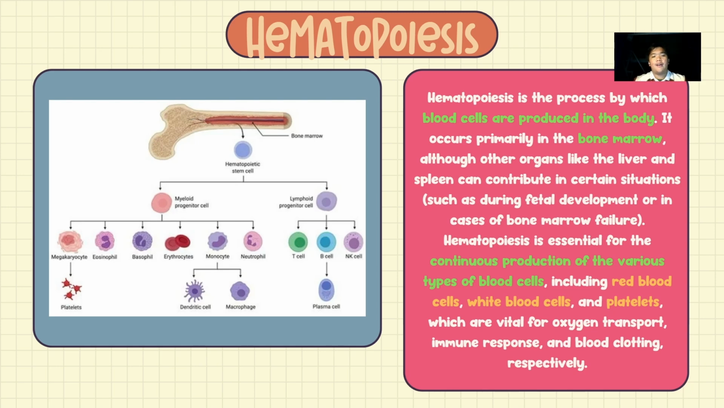There are a few places where our liver and spleen can contribute in certain situations, such as during fetal development or in cases of bone marrow failure, where the liver and spleen assist in hematopoiesis. Hematopoiesis is essential for the production of various types of blood cells: red blood cells, which are erythrocytes, white blood cells, which are lymphocytes, and platelets. Red blood cells are vital for oxygen transport, white blood cells are important for the immune response, and platelets for blood clotting, respectively.